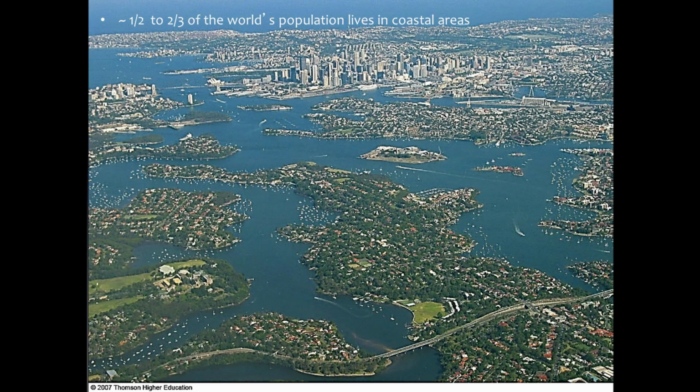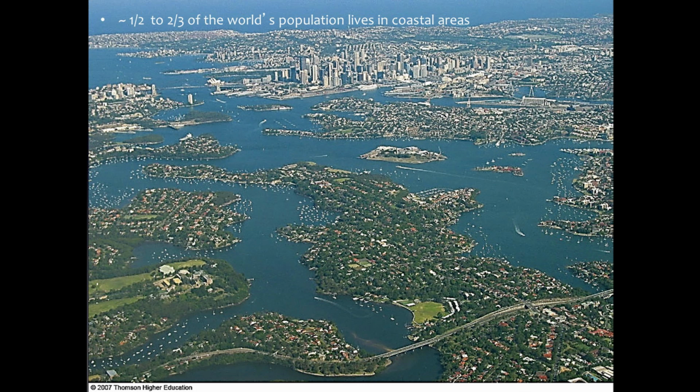Knowing what happens along a coastline is important if you consider the fact that one half to two thirds of the world's population lives in coastal areas. Here you have a picture of the harbour area of Sydney, Australia, and you can see just how closely related the city, the suburbs, are with the ocean.